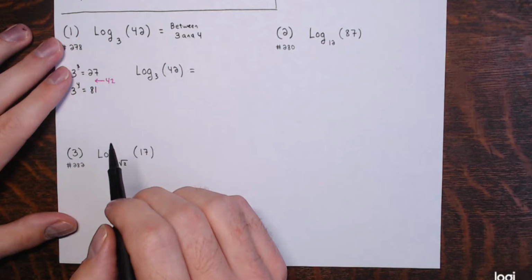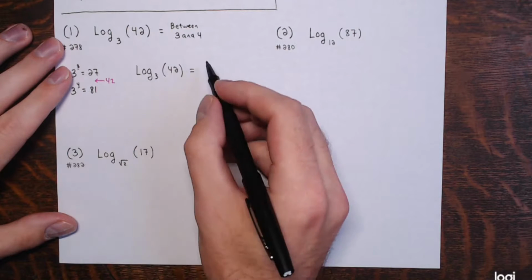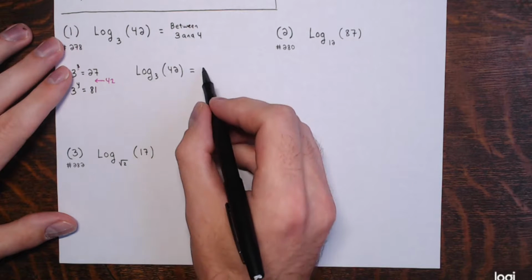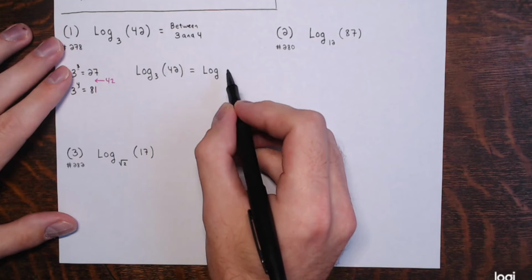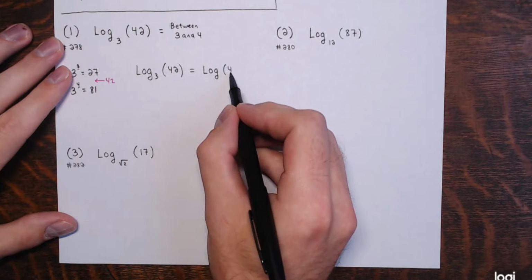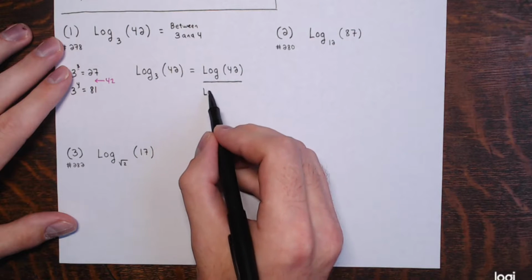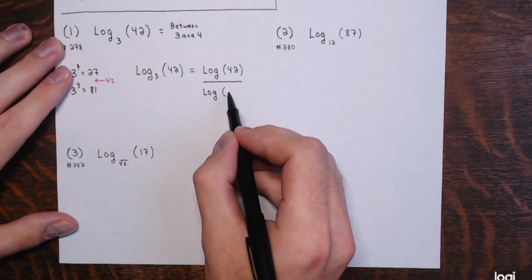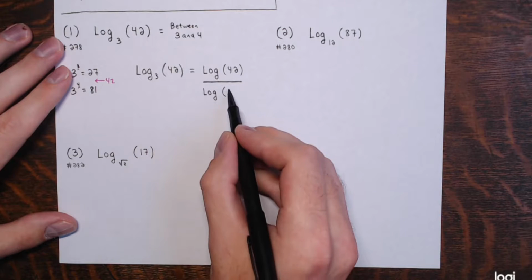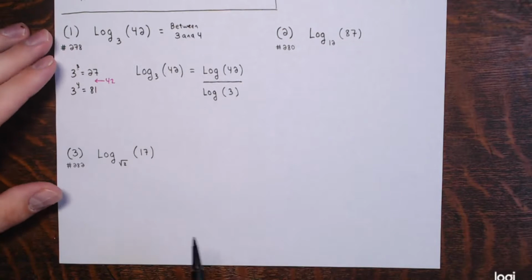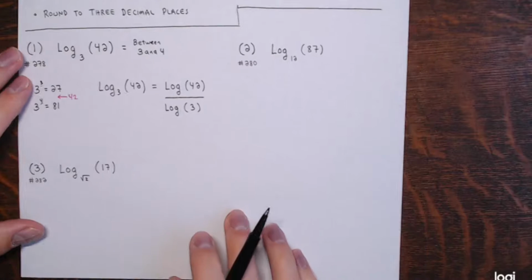Let's change it to base 10. Why not? So instead of the log base 3 of 42, let's take the log base 10 of 42, but then you have to divide by the log base 10 of the original base, and the original base was 3. And let's see what we get. And we're asked to round this to 3 decimal places, right?